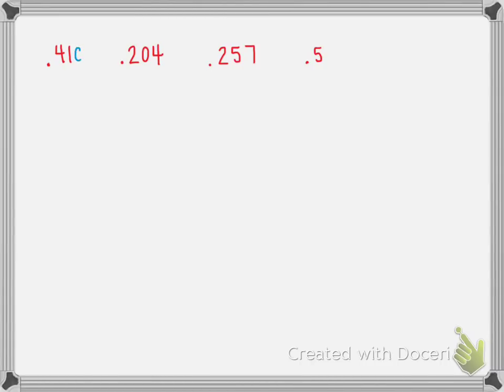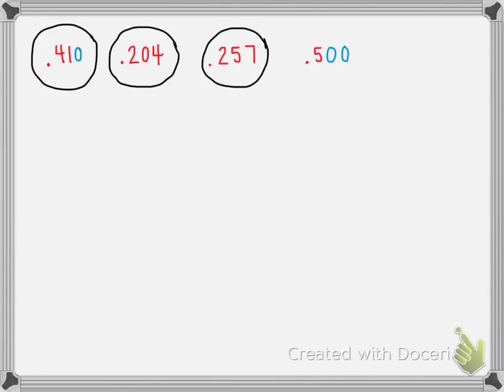So this one is actually 410 thousandths. That's already to the thousandths, 204 thousandths, 257 thousandths, and we changed this one to 500 thousandths. So now when I look at these, I can actually just look at them as numbers to the thousandths and order them from least to greatest. So I would see that 204 thousandths is my smallest, and then 257 thousandths, and then 410, and then 500. You're just looking at them like numbers like they're in the hundreds.